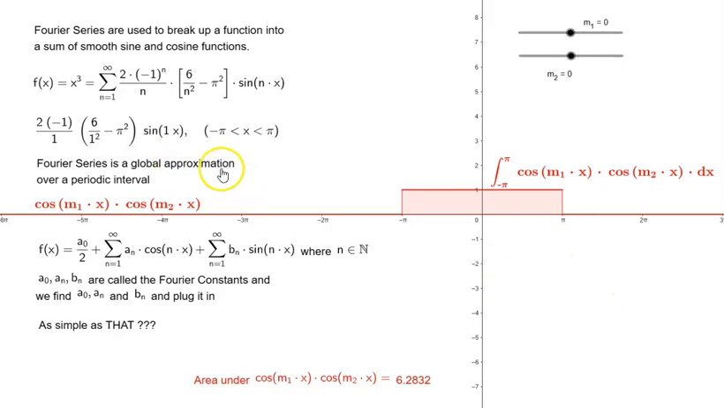And we need to understand that primarily because Fourier series involves breaking up a function into a series made up of sine and cosine functions.